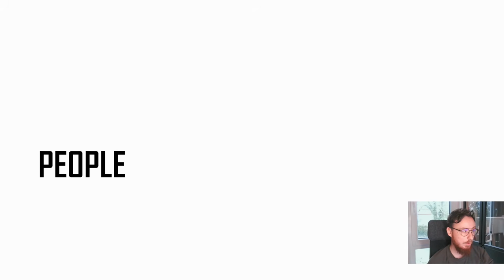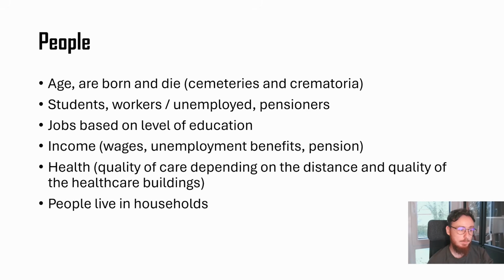Now, let's look into the people a little more. They do age. They are born and die. They can also move in from outside. There's also cemeteries and crematoria, so death care. And within their life cycle, those people are categorized as either students, workers or unemployed, or pensioners. Or like if they're very small, very young, of course they're not yet students.